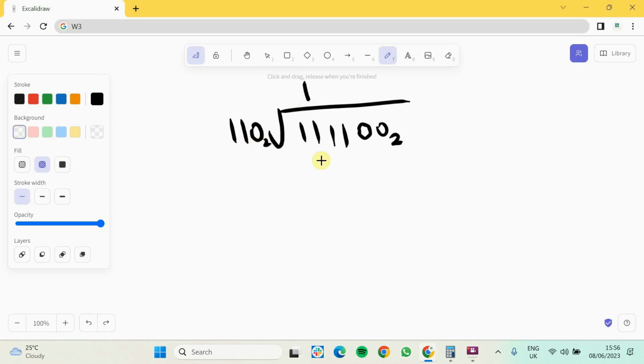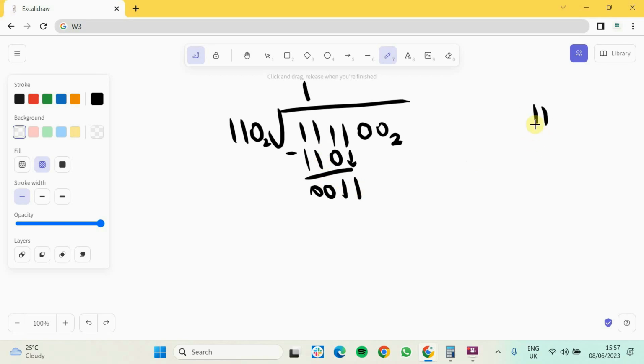1 times 110 will be what? 110, right? So I'll subtract. 1 minus 1 is 1, and these guys are going to be 0 and 0, right? So I'll bring down this 1, and this is 11, right? 11 divided by this 110 is always going to give me 0. Yes or no?